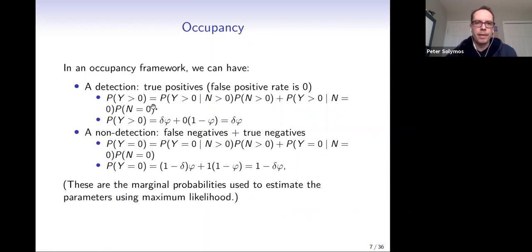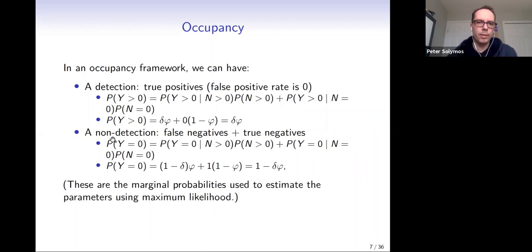But then this involves these two components, and phi means that is the true probability that the species is there. That's the occupancy rate that we are interested in. And delta is the detection probability. So the probability of observing a 1 is going to be delta times phi.